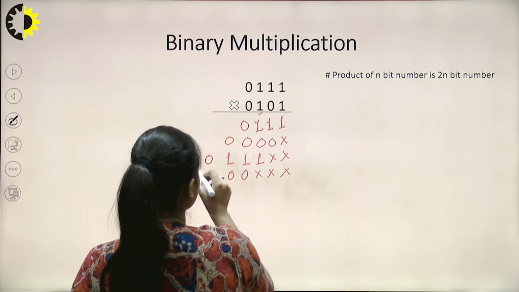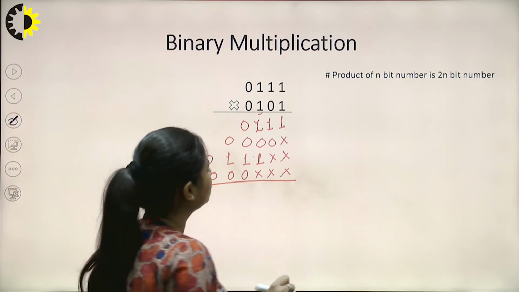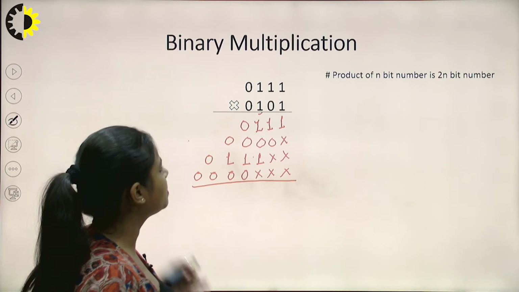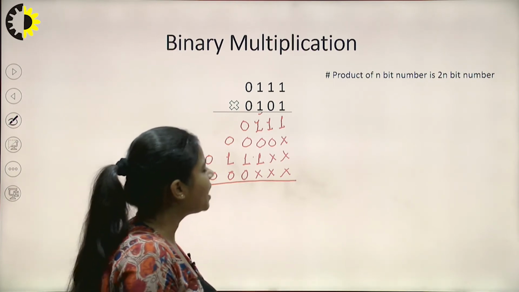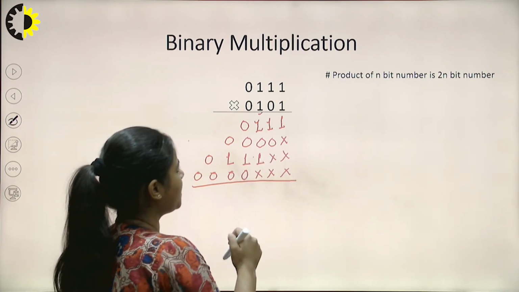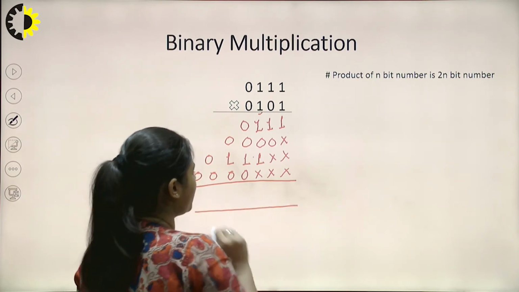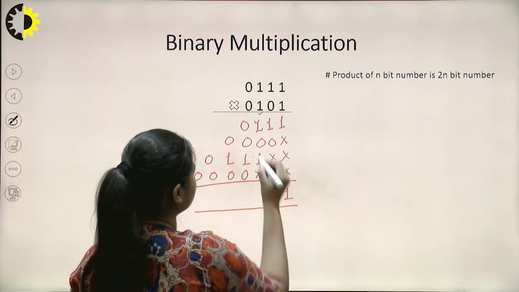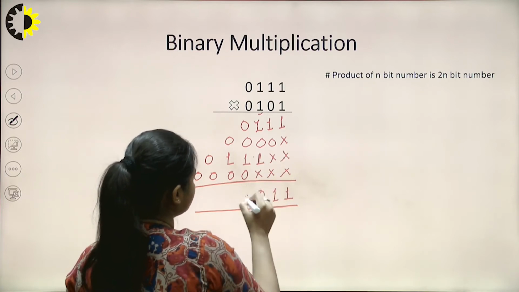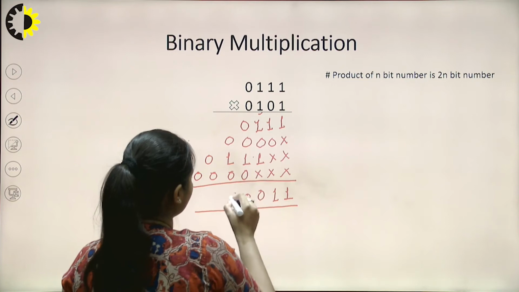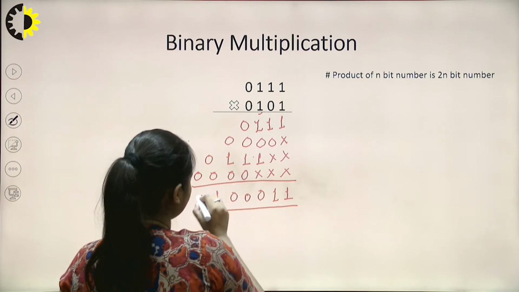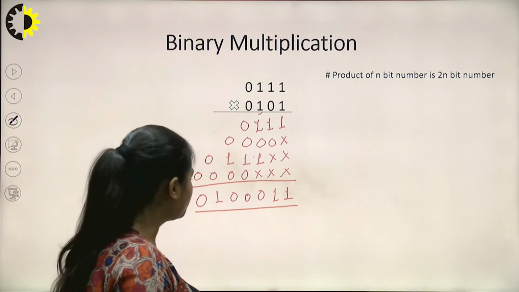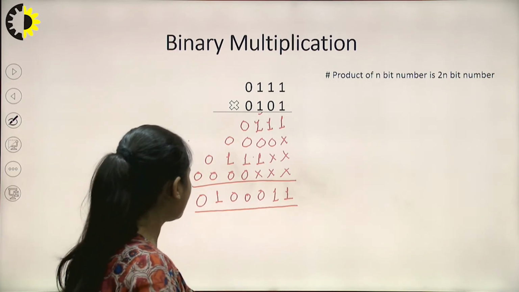This is the basic multiplication, and we will call all these answers partial products, and for the final product we have to add all these partial products. So let's add. It's 1, 1, 0, 0, carry 1, again carry 1 and 0. So here we are having the output as 0, 1, 0, 0, 1, 1.